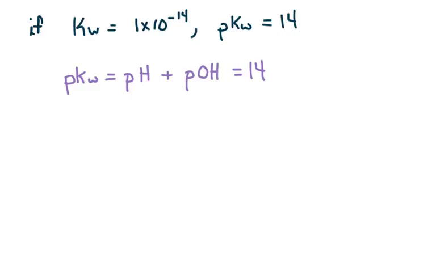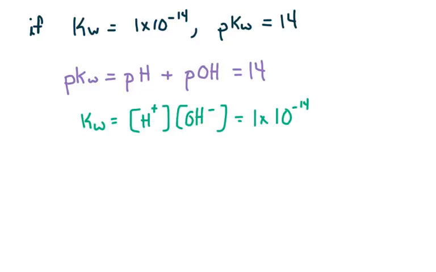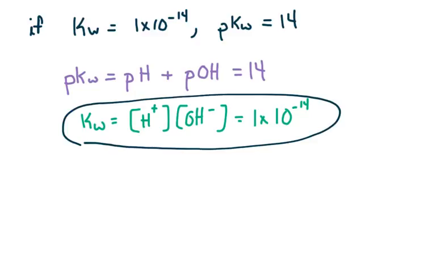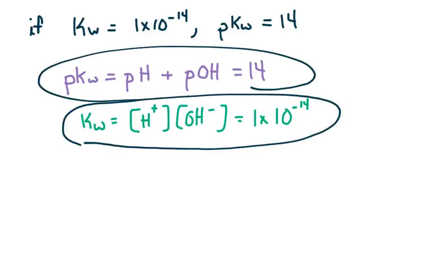Because the Kw is equal to the concentration of H3O plus times the concentration of OH minus, the pKw will be equal to the pH plus the pOH. And that value will be 14 because of that constant. Okay? And this is where this is coming from. This was our ion product constant, and this is our pH relationship.